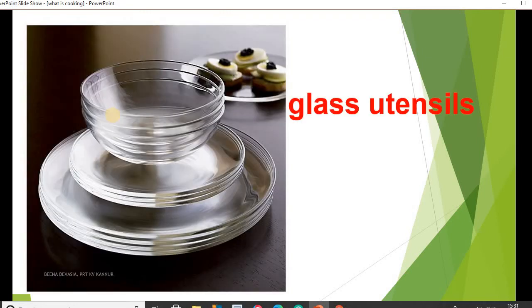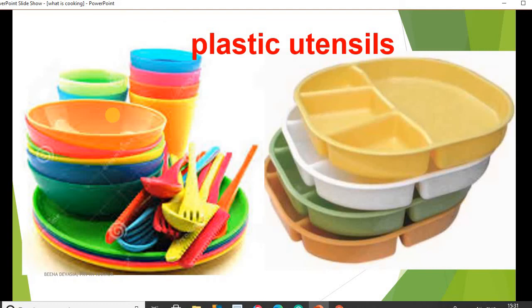Sometimes you have also seen glass utensils. You have seen glass plates, bowls, etc. Plastic utensils are made up of plastic too. Here you can see a collection of plastic utensils. They look colorful, but dear children, it's not very healthy to use plastic utensils. Let us try to avoid them.